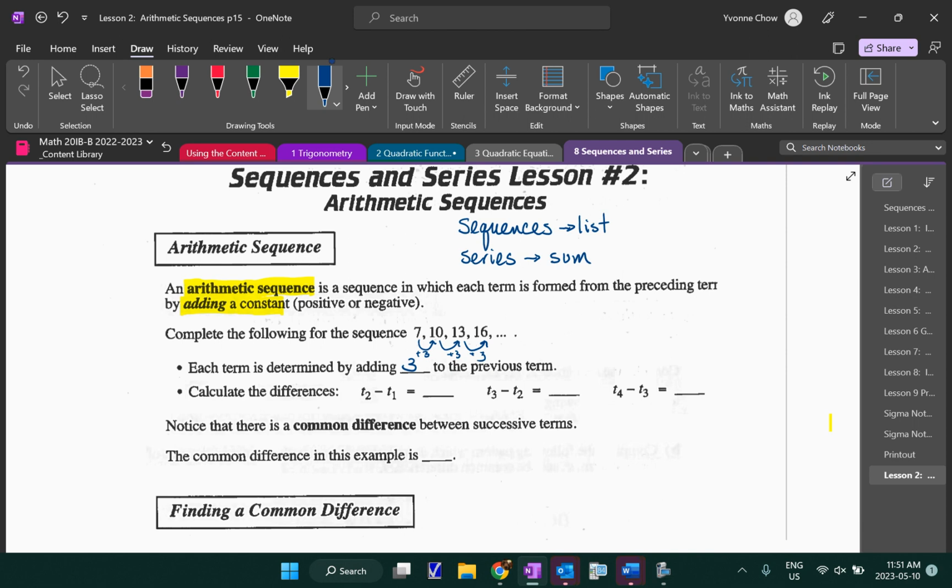So take a look at what numbers are in which order. The second term is 10, minus the first term, T1, which is 7, and that equals 3. Term 3 is 13, minus the second term, 10, and that is also 3. Term 4, which is 16, minus term 3, 13, is also 3. That is called our common difference, and we're going to use the variable d to show that. So the common difference in this example is 3.